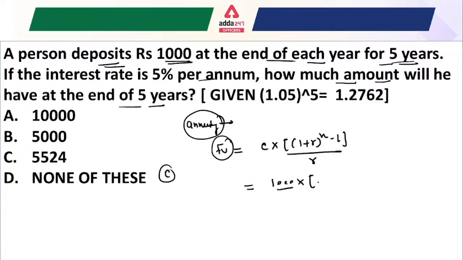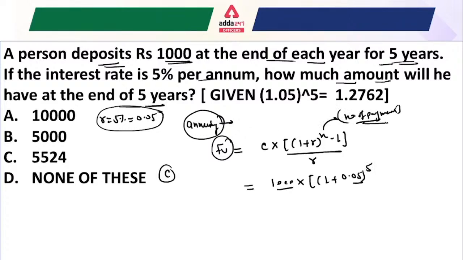So just write here 1,000 rupees, and 1 plus the rate of interest, which is given as 0.05, because we can write 5% equal to 0.05. All right. So just write 0.05, and it is to the power of 5 years. This n actually denotes the number of payments. Okay, so never be confused between the number of payments and the number of years. Whenever the person is depositing 1,000 rupees at the end of each year, that means the number of payments is 5. Okay, so just write here like this, and the rate of interest is 0.05.